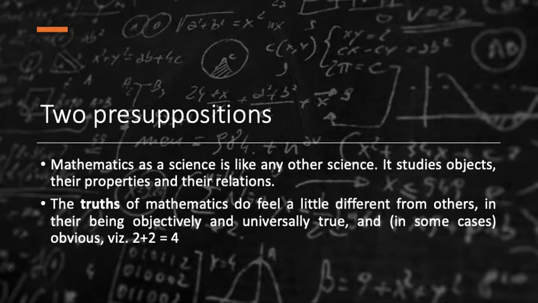I assume, and I suppose you also agree with me, that mathematics is a science basically like any other science, at least like any of the other hard sciences. That is, it's a field of knowledge that tries to discover truths, and it studies objects, which are mathematical objects. It studies their properties and their relations. This shouldn't be too different from any other science.